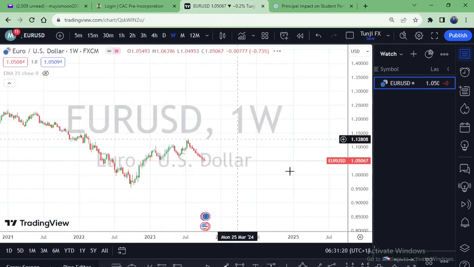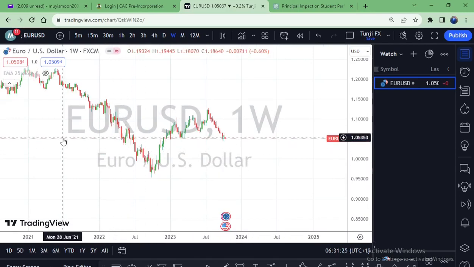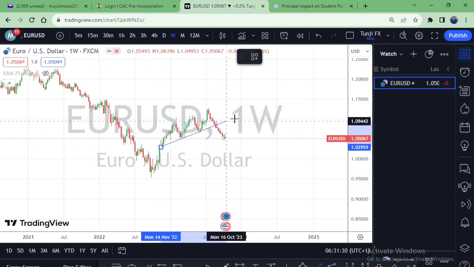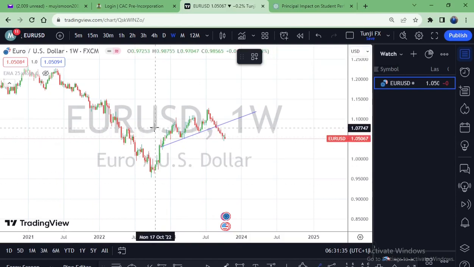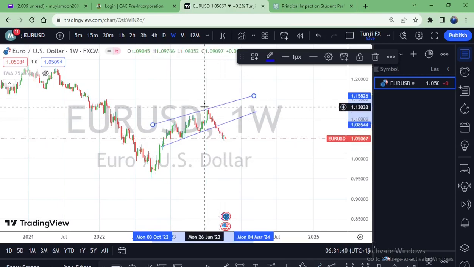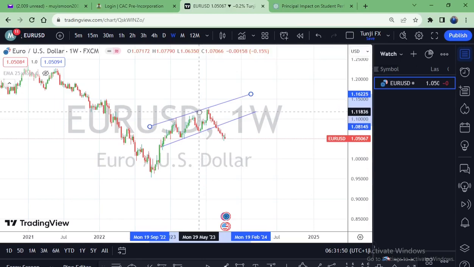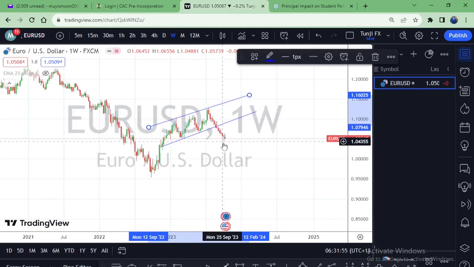So let's go to weekly. On the weekly, we're able to identify a kind of chart pattern. It's a kind of continuation chart pattern. So we are expecting a breakout of this, something that looks like an upward trend line, so we're expecting a breakout.